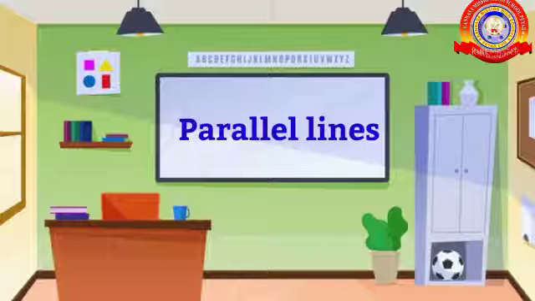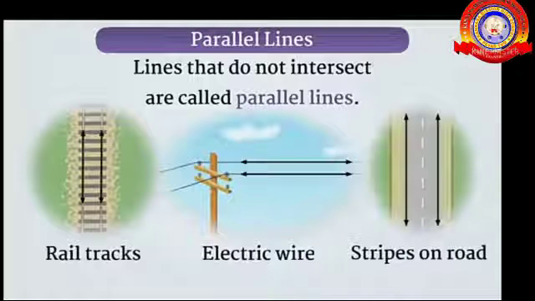What are parallel lines? Lines that do not intersect are called parallel lines. Rail tracks, electric wires, and strips on a road are examples of parallel lines.